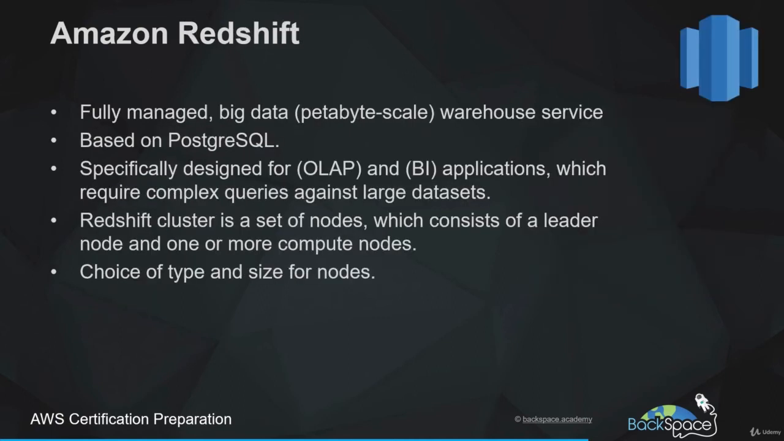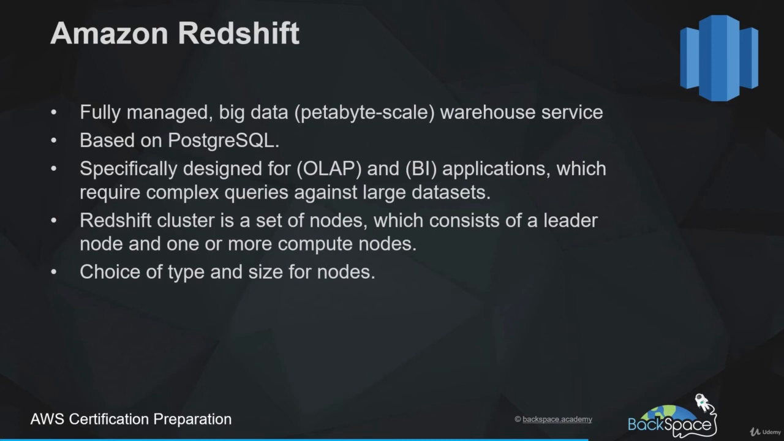Amazon Redshift is a fully managed big data, petabyte scale data warehouse service provided by Amazon. It is based upon PostgreSQL, and it's specifically designed for online analytics processing and business intelligence applications, which require complex queries against very large data sets. So we're talking about petabyte scale stuff here.